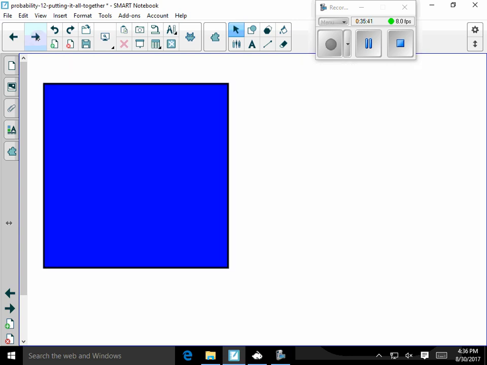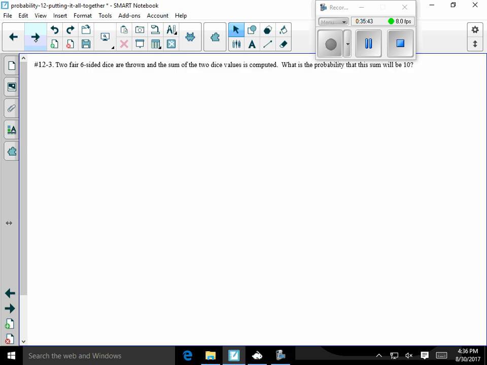Okay, let's move on to the next one. This one says we have 2 fair 6-sided dice that are thrown, and the sum of the 2 dice values is computed. What's the probability that the sum will be 10? So go ahead and pause the video and try this problem.